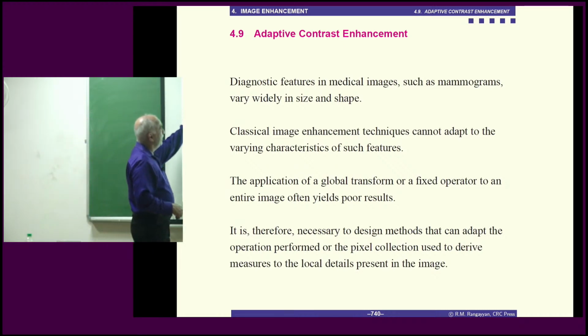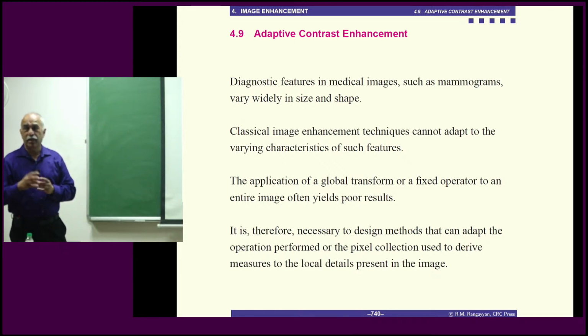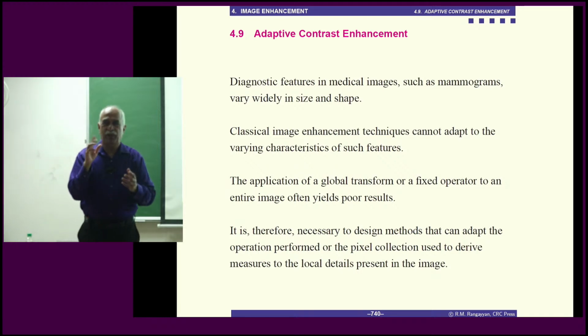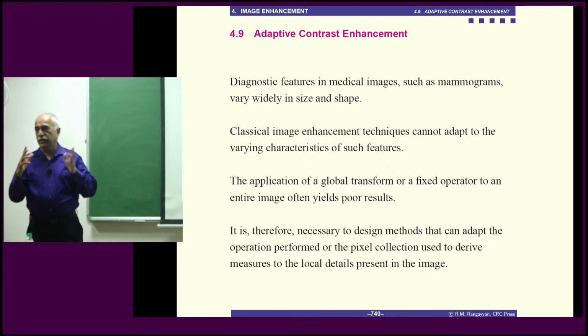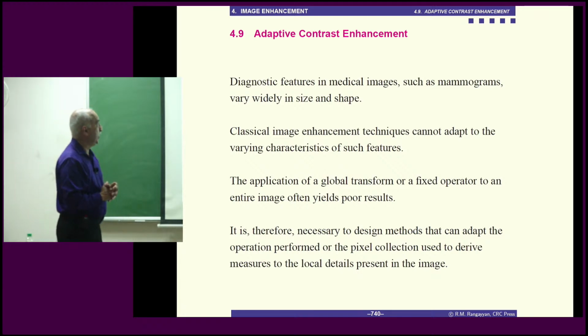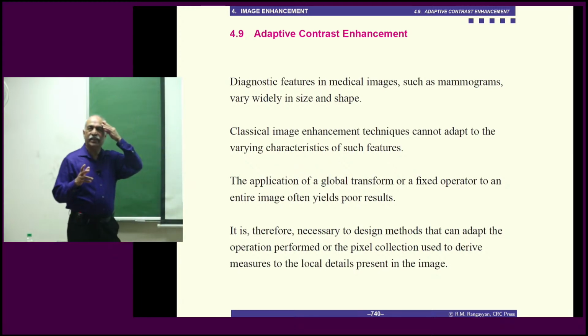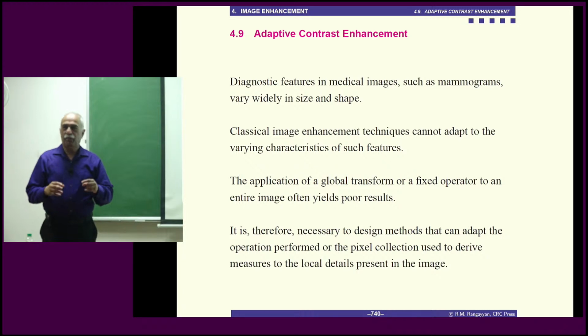So the background is diagnostic features in medical images, especially in mammograms, vary widely in size and shape. A tumor could be large, microcalcifications are very small, almost like a dot, a few pixels wide. The shape could be anything. There are ducts and ligaments and many other tissue patterns of different size and shape. So classical image processing or enhancement techniques cannot adapt to these varying characteristics. After we did this, later on wavelets came and multi-scale image processing came. So I'm talking about the 1980s, when image processing was still 3x3 and Sobel mask and such things.